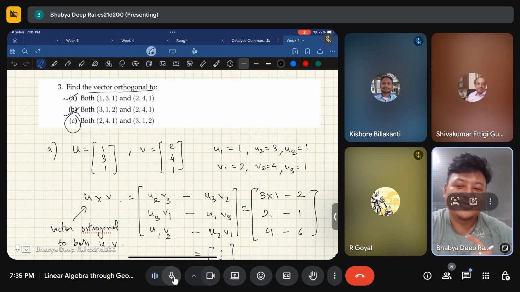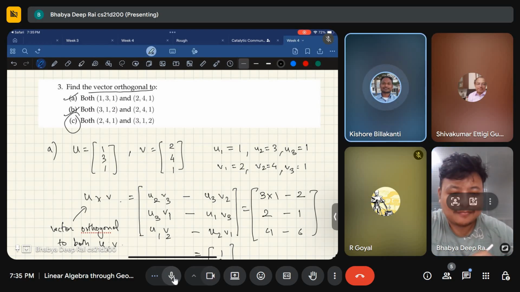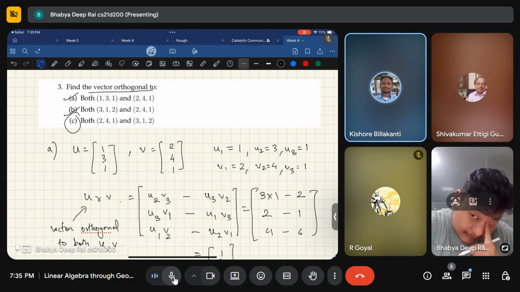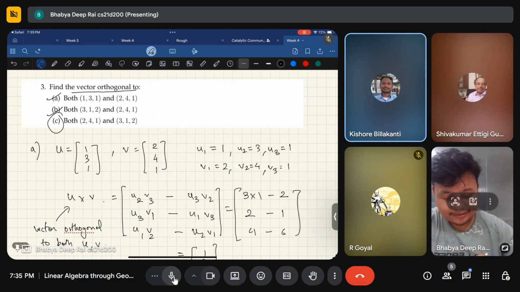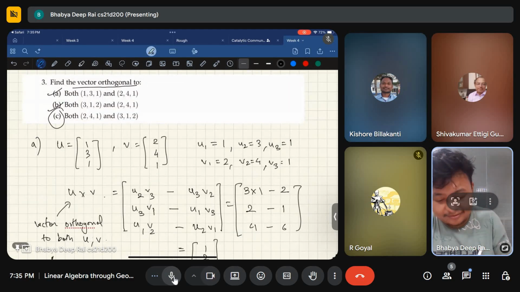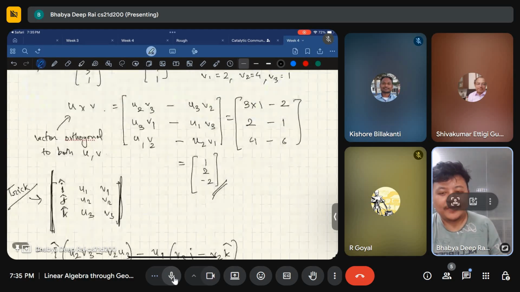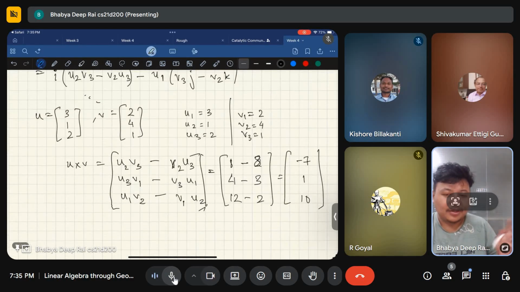Well, in order to do C, all you can do is see that it is just the opposite of B, right? So the answer for the third one is 7 minus 10. Exactly. So this is just the reverse of this. If this was U cross V, this is V cross U. And we know that the cross product will be equal to the negative of the original cross product if you reverse it.